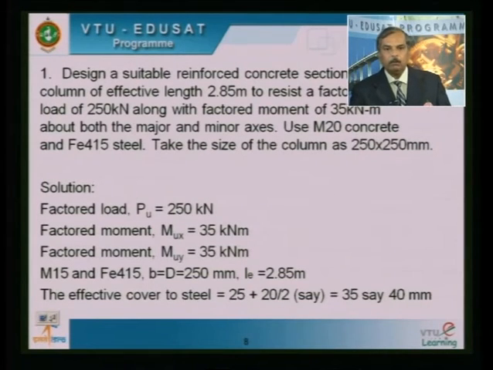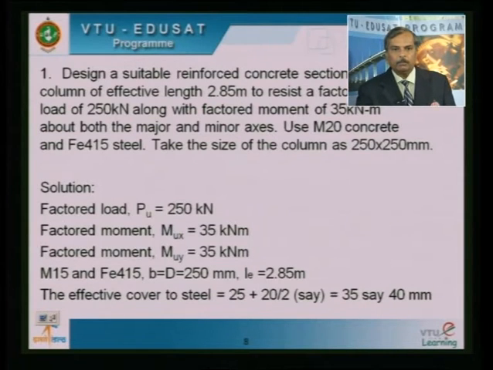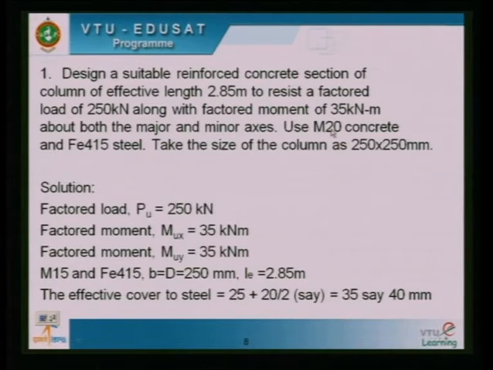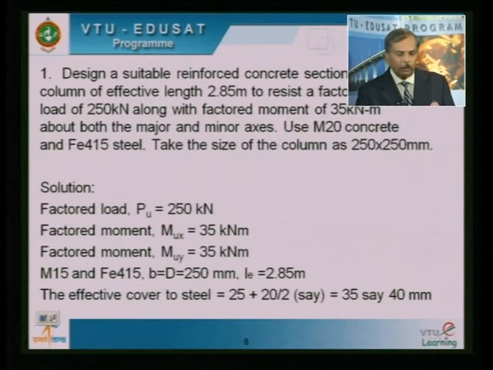The factored moments Mux and Muy are both equal to 35 kilonewton meter, and the grade of the concrete is M15 and that of steel is Fe415. There is a small mistake. The grade of the concrete is M20 in the problem. So here I have written it as M15. It is not M15. M15 is for one of the other problems which I will be discussing, but it is M20 concrete. Obviously fck is equal to 20. In fact, I have done all the calculations for fck equal to 20.